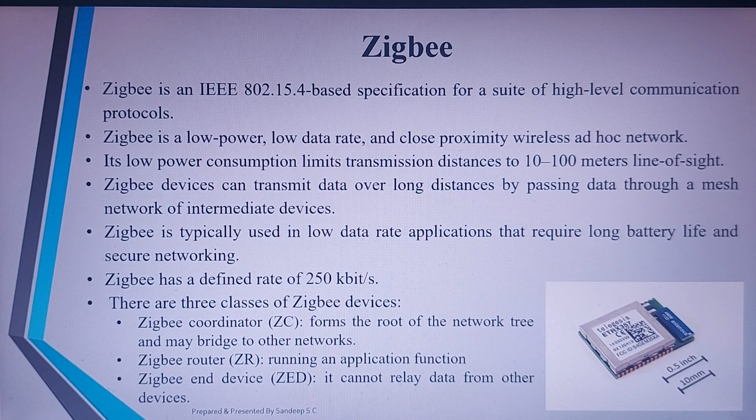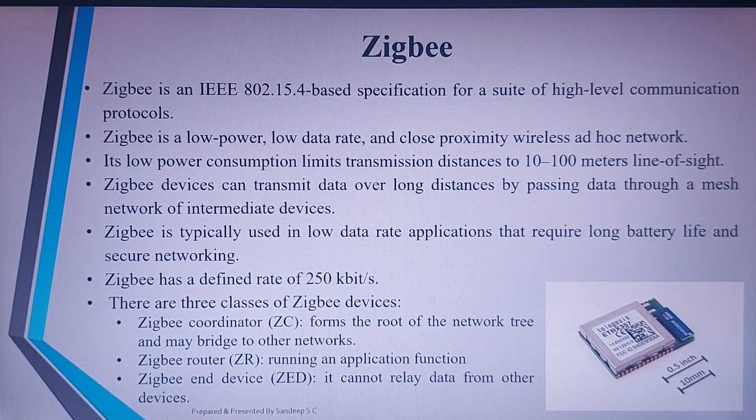Zigbee devices can transmit data over long distances by passing the data through a mesh network of intermediate devices. We can create a network of different Zigbee devices and try to communicate over quite far distances. But between any two devices, the communication can happen only in the range of 10 to 100 meters, not more than that. That too depends on the power of the transmission. If the transmission power is minimum, then it can be just 10 meters. If the transmission power is at the maximum available, then the range is 100 meters.